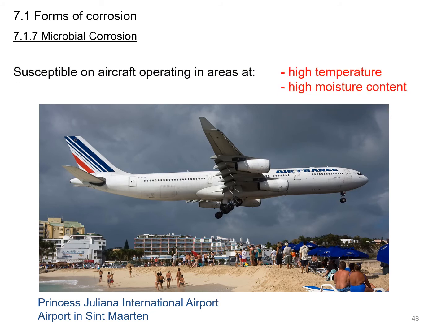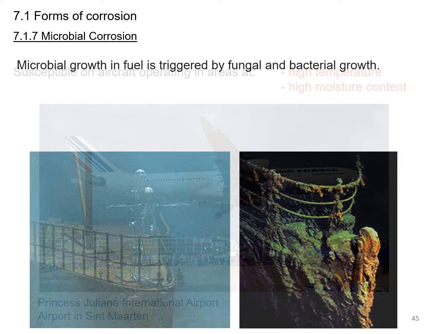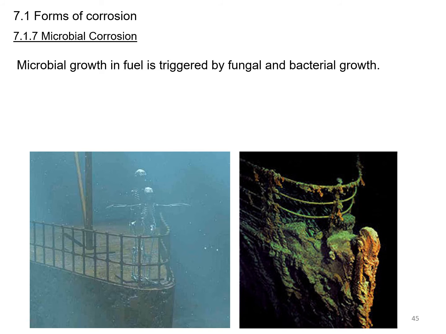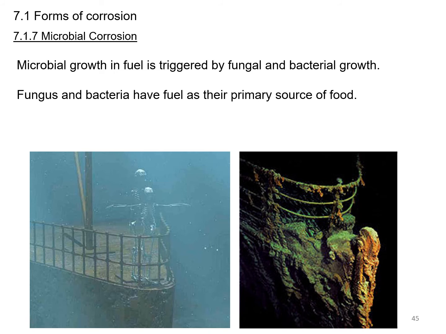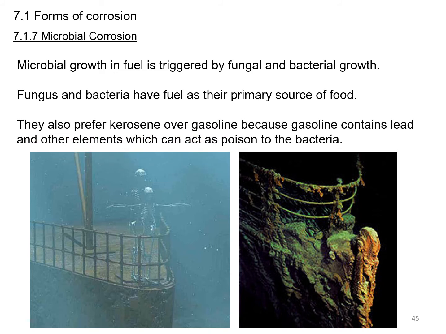So microbial corrosion is a risk on aircraft operating at high temperature and high moisture content. Again, flying in tropical conditions is an issue for aircraft in terms of corrosion. Microbial corrosion is one of them. Microbial corrosion is an issue in fuel tanks. Microbial growth in fuel is triggered by fungal and bacterial growth. Fungus and bacteria have fuel as their primary source of food, and they also prefer kerosene over gasoline because gasoline contains lead to some extent and other elements which can act as poison for the bacteria.